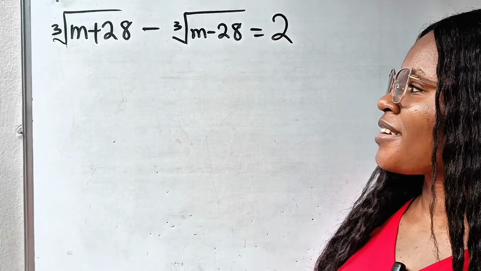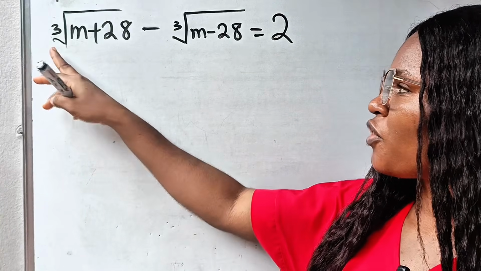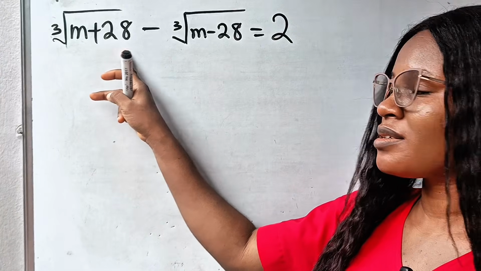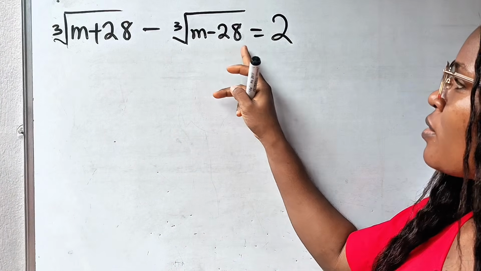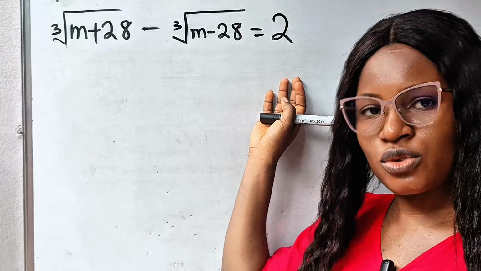So today we are asked to find the value of m if cube root of m plus 28 minus cube root of m minus 28 is equal to 2.